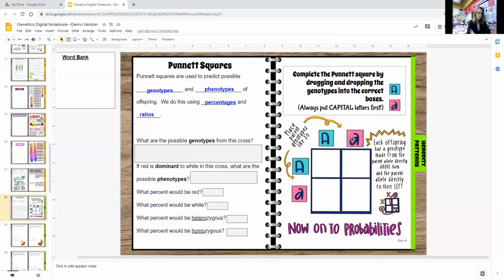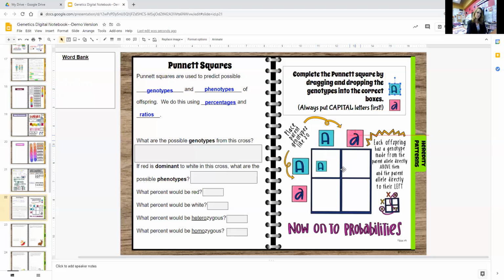So let's start up here with our top genotype, okay? Heterozygous, one dominant, one recessive. And up here, I'm going to grab a dominant A, okay? Because I'm going to take this A right here and I'm going to drop it down into the 2 boxes below it. So one A goes in this box.